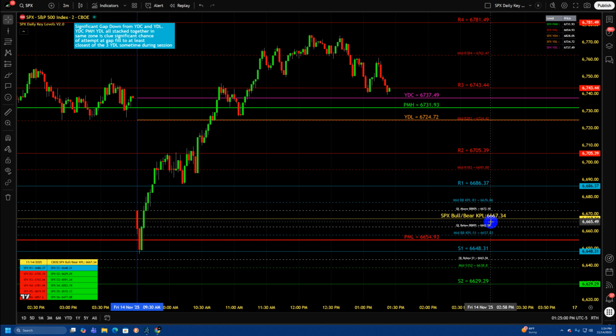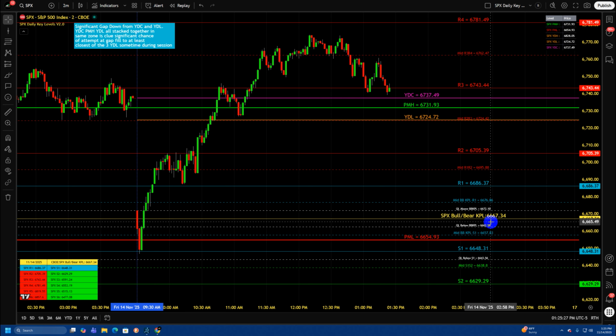So if price continues to go in one direction, or price can change and go above the bull bear key price level as it did in today's session, then we're flipping over to a bullish session bias. So what the bull bear KPL represents is the all-important bull bear pivot for the session. Bearish below and bullish above.